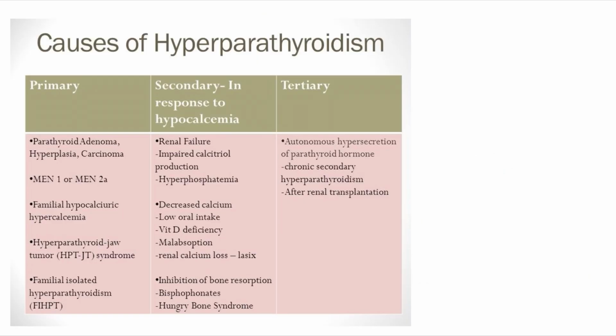Going forward, causes of hyperparathyroidism. Basically there are three types: primary, secondary, and tertiary. Primary is when the main organ is affected, like the parathyroid gland. The main causes are parathyroid adenoma, hyperplasia, and carcinoma, where adenoma is more common than hyperplasia.